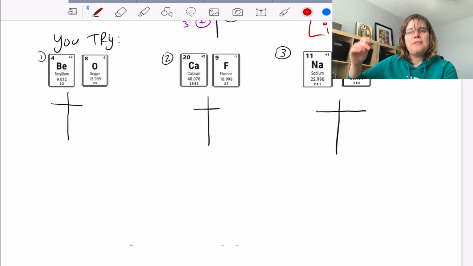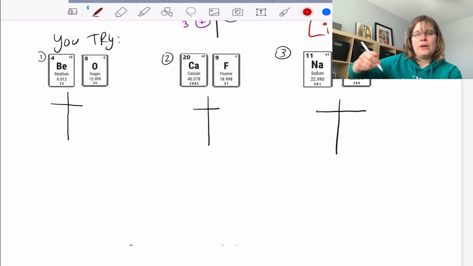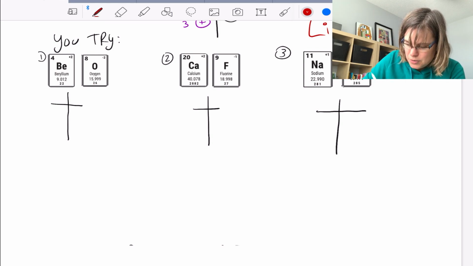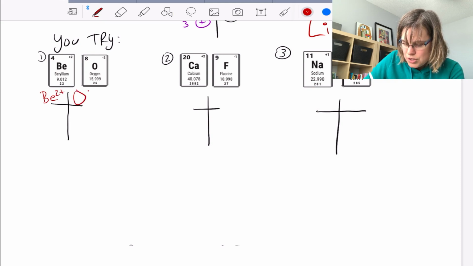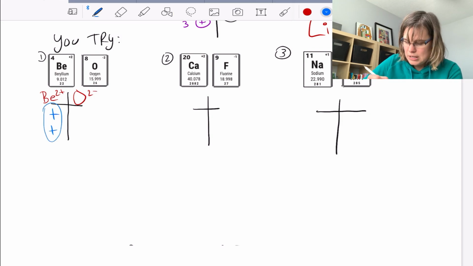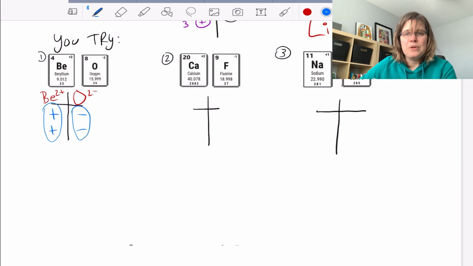All right, so this is right here how we do the answers. Beryllium oxygen. Okay, so we write Be with our charge 2+, and oxygen with our charge 2-. We make sure that we write our nice little bubblegum packages inside of the column, and then we ask ourselves who needs more.